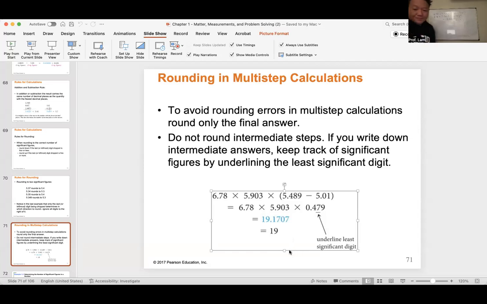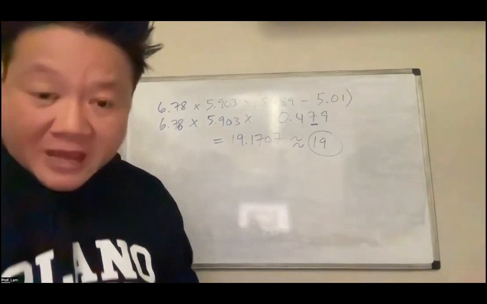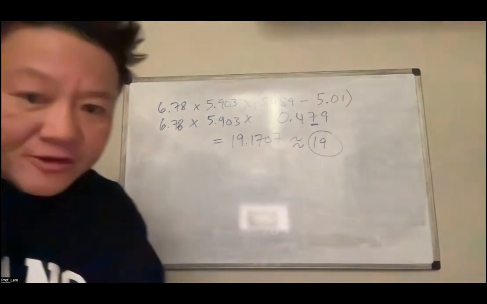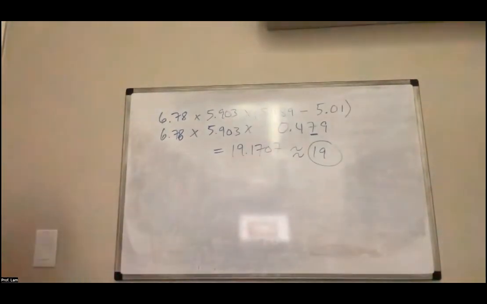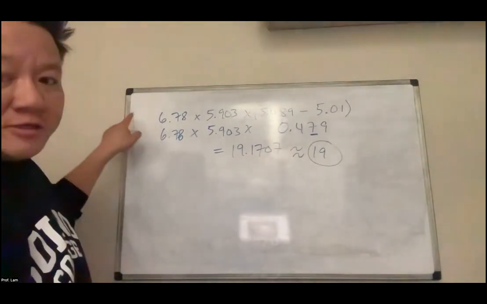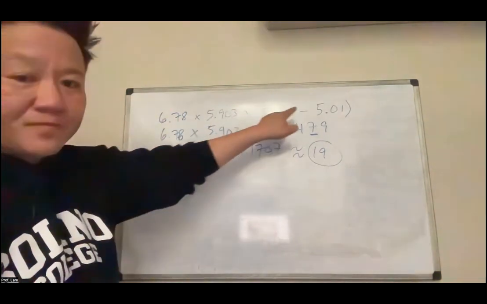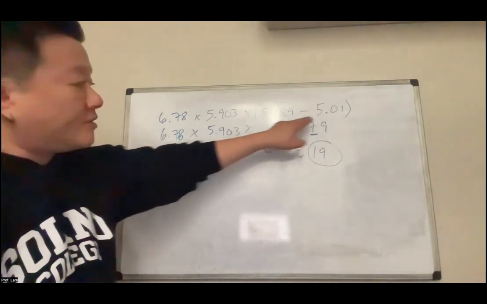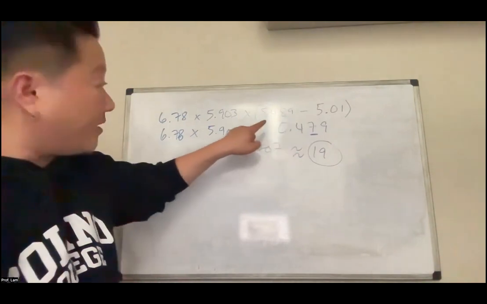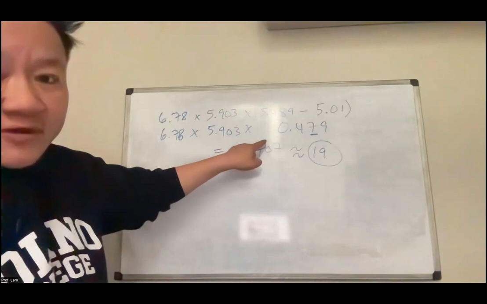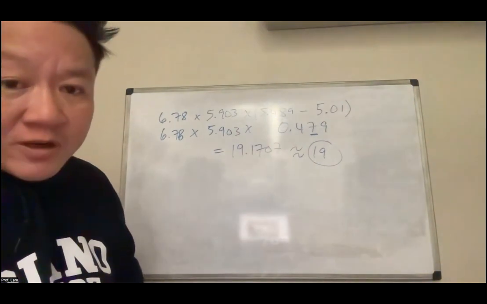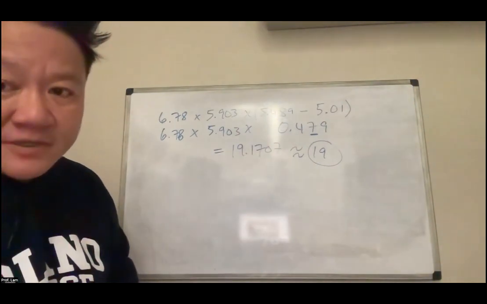Okay, so let me see here. Yeah, let's look at it again. I wasn't sure if the camera actually caught it. So let me explain that again, right? So we had our original problem. Okay. So what we do first is we do the subtraction first. Okay. 5.489 minus 5.01. And that's going to give us 0.479, right?